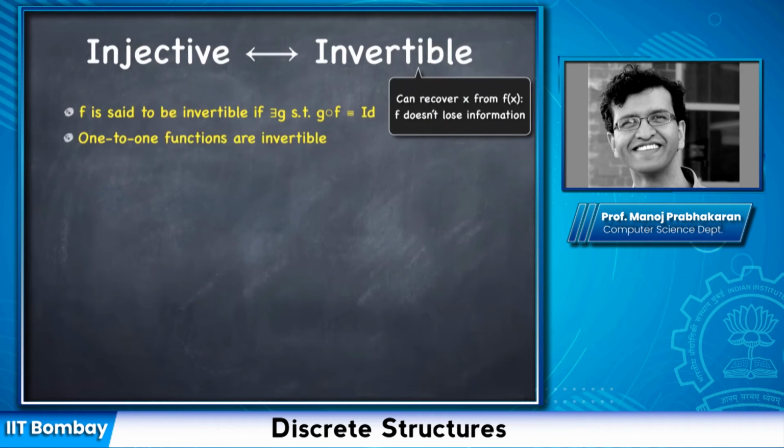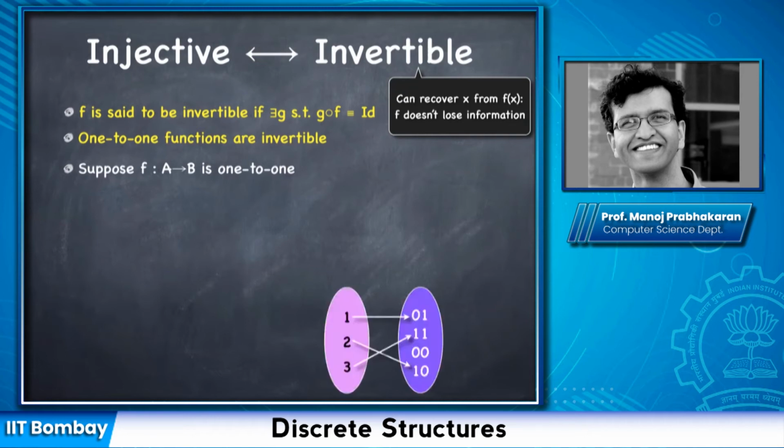And I claim that one-to-one functions are invertible. Why is this? Suppose I give you a one-to-one function. I need to now demonstrate a function g such that g composed with f is the identity function. So let's say this is my one-to-one function. Here distinct elements in the domain map to distinct elements in the codomain. There is no element in the codomain to which two different elements in the domain map. So this is an example of an injective function.